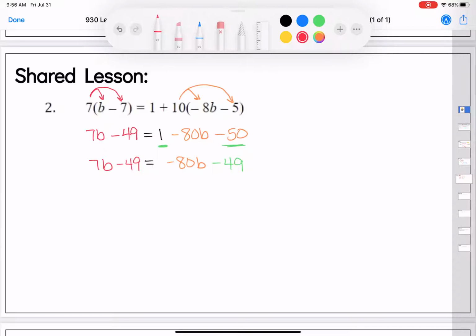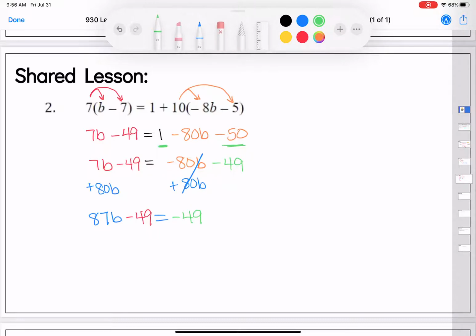I'm going to move my b's first. I see negative 80. If I move that one to the left, then I'm going to end up with all positive numbers. So that's what I'm going to do. But remember, you can do these in a lot of different ways. So I'm going to add 80b to both sides. Over here, they cancel out. So I have 87b on the left. Negative 49, staying put, negative 49 on the right.